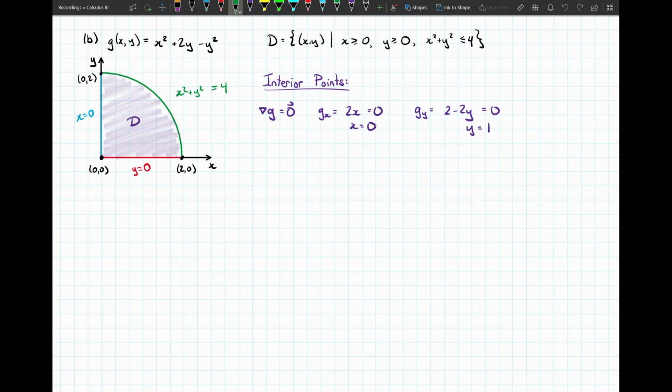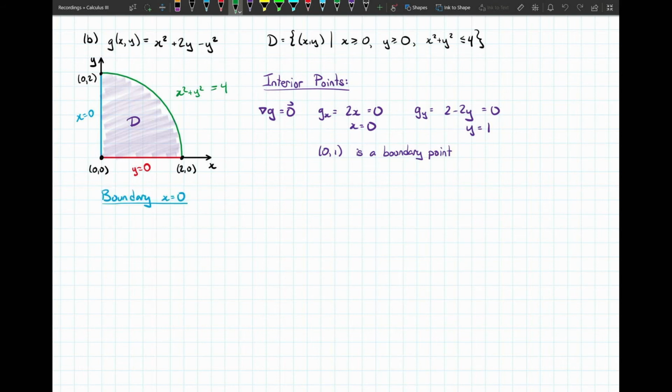But if x equals 0 and y equals 1, that's actually on the boundary. That's right along the blue boundary here. We're going to see that we find that point again as soon as we deal with that blue line for our boundary. There's actually no critical points properly on the interior of this region. That's quite okay. That just allows us to get right to the boundaries now.